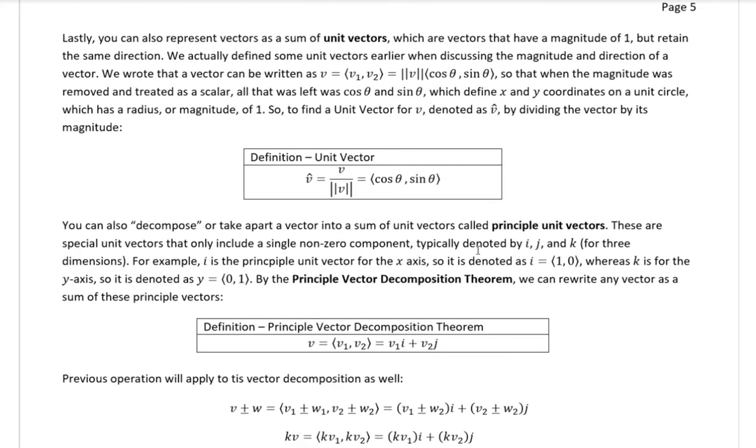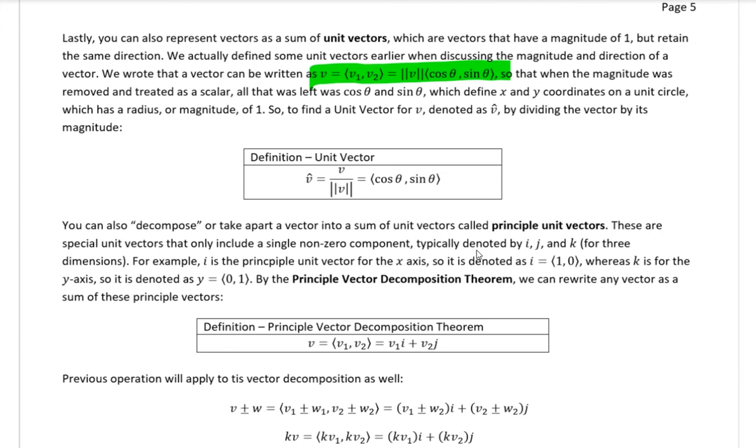Lastly, we also have the concept of unit vectors. We basically already talked about unit vectors when we took the magnitude of v out of the previous vector. When we took the magnitude of v out, we were left with cosine and sine, which define a point x and y on the unit circle. The unit circle has a radius of 1. That is what we mean by a unit vector.